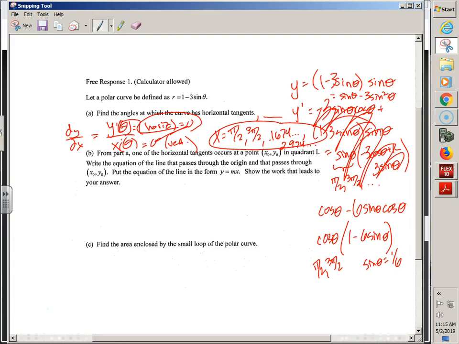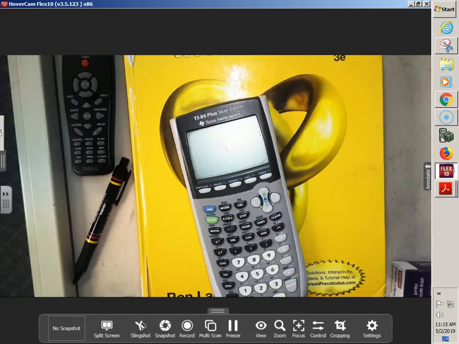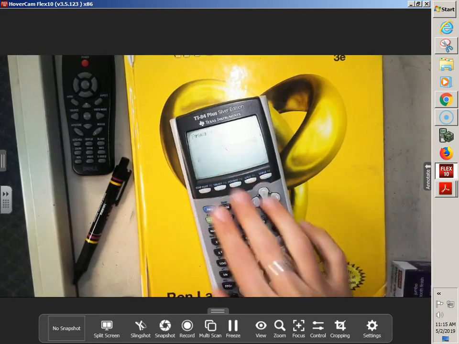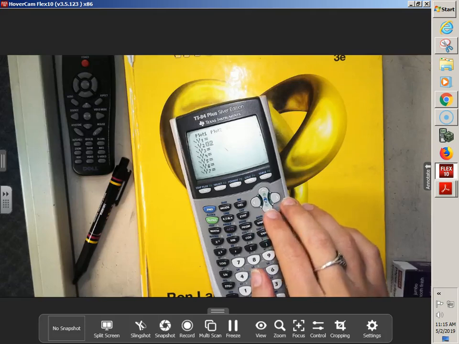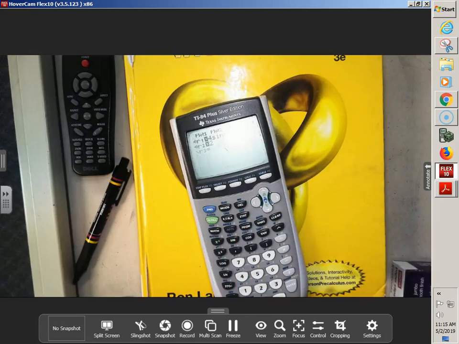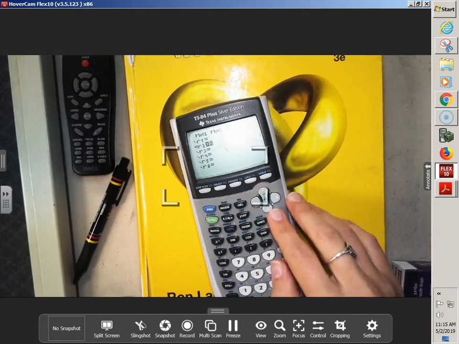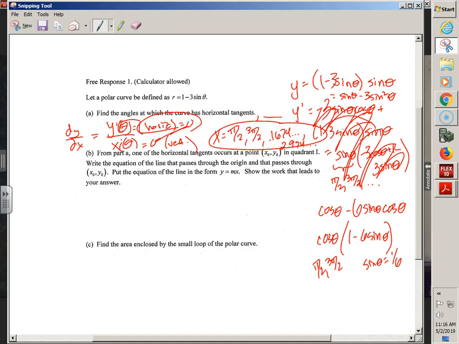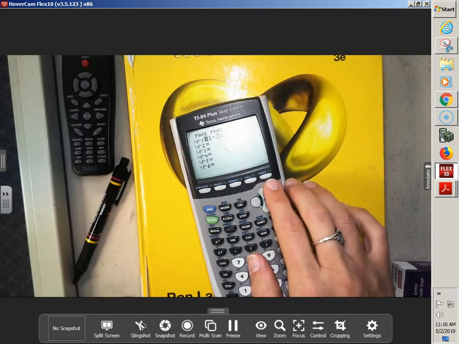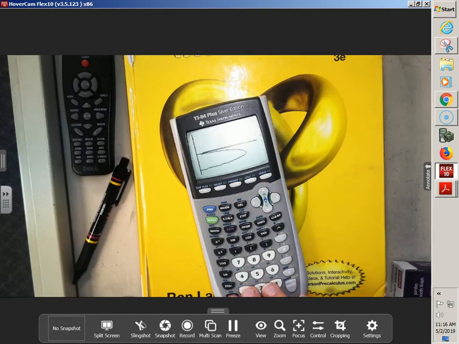One of the horizontal tangents occurs at a point x naught, y naught in quadrant 1. Pause. We can use our calculator, true? Shouldn't we be able to see horizontal tangents because the tangent line would be flat? Yeah. So then if I was to throw this in polar mode. I think my biggest confusion on this is I'm not really sure what they're asking for. Yeah, I'm just trying to get a visual so that we can see what they're asking. But no, you're right. 1 minus 3 sine of theta. When they say in the first quadrant, I can technically, this is zoom standard.